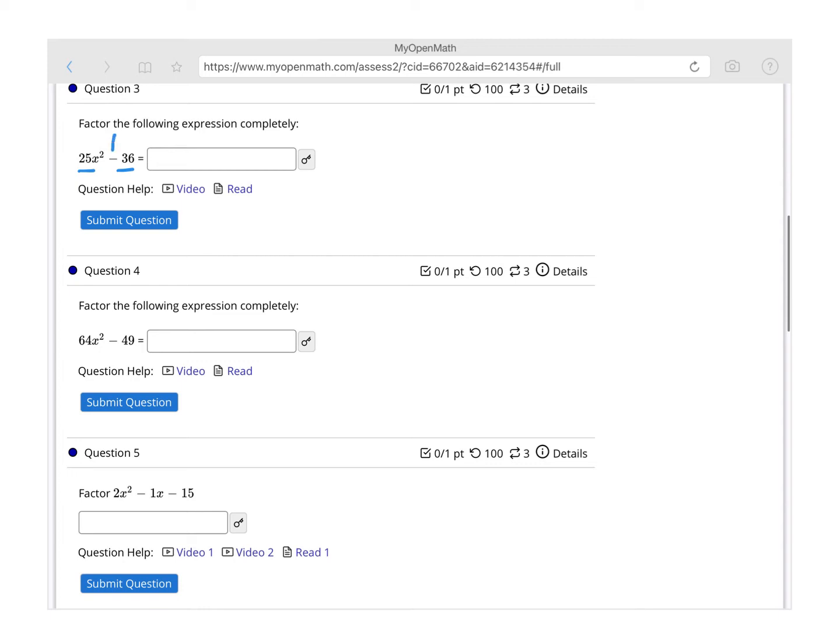Now, it must be a difference of squares, meaning you must be subtracting here. You can't be adding. Whenever you see a difference of squares, you can break it up into two parentheses with a plus and a minus. And all you do is you take the square root of the first term. Well, the square root of 25x squared is just 5x, and you put that first. The square root of the second term is just 6, so you put that second. And that's going to be your final answer. So it's just going to be 5x plus 6 times 5x minus 6. And this pattern works anytime you have a difference of squares.